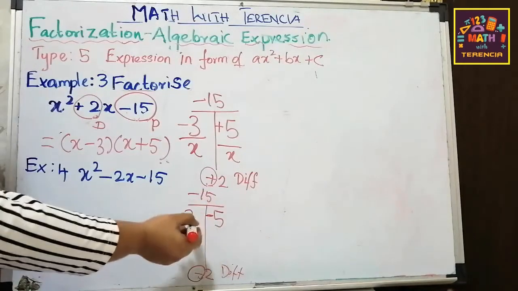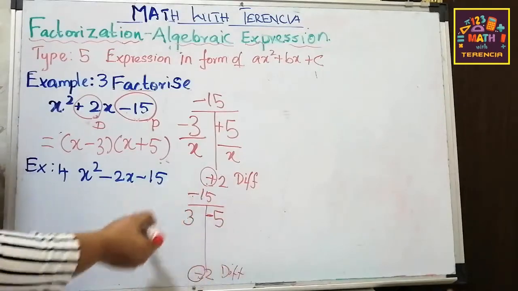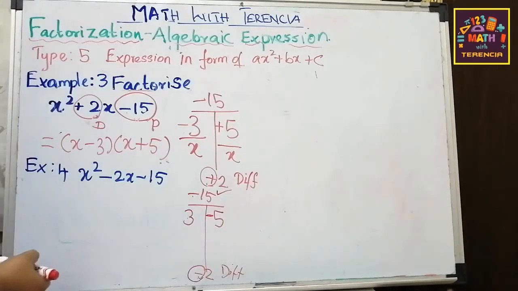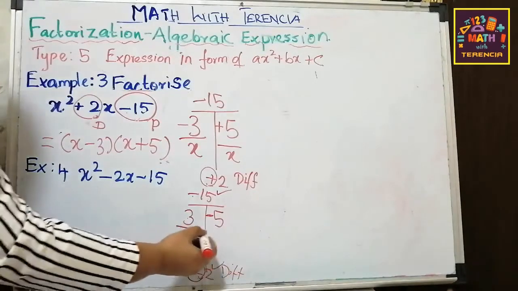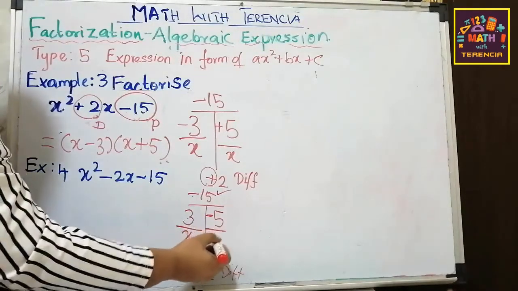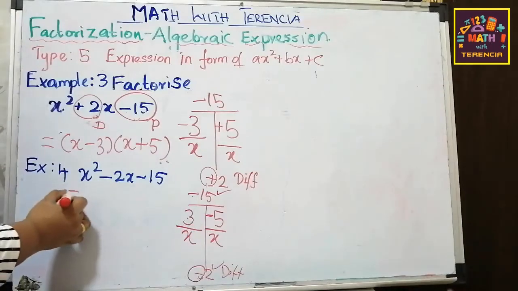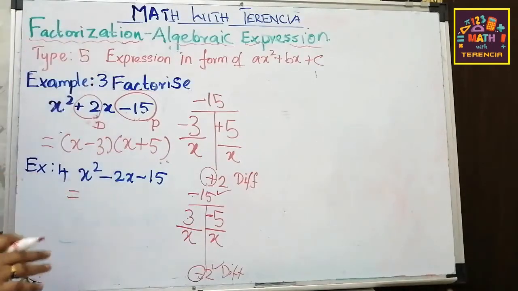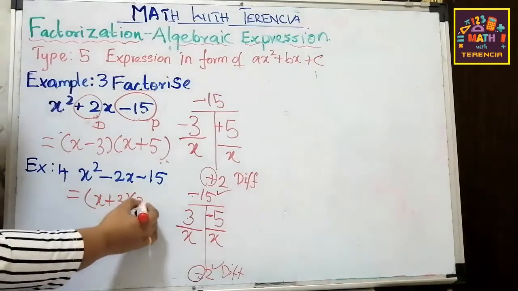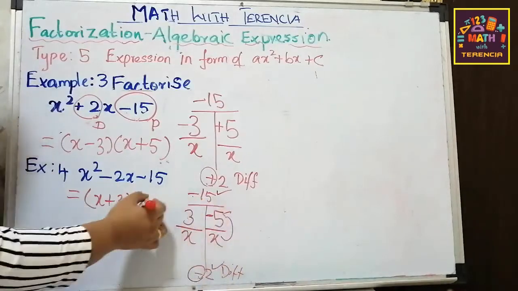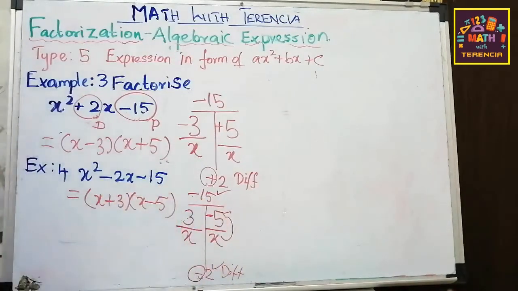So now you need to check. 3 times minus 5 is minus 15. So I got it. 3 minus 5 is minus 2. So now go with the variable. I would say this type is really an easy one to go. So now x plus 3 into x minus 5 are the factors of x squared minus 2x minus 15.